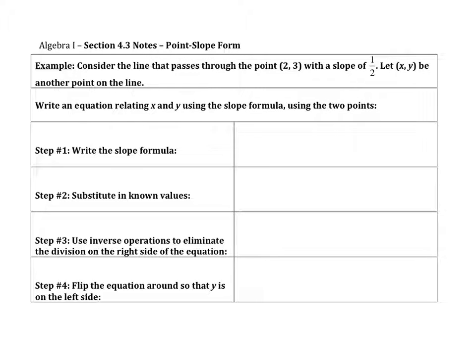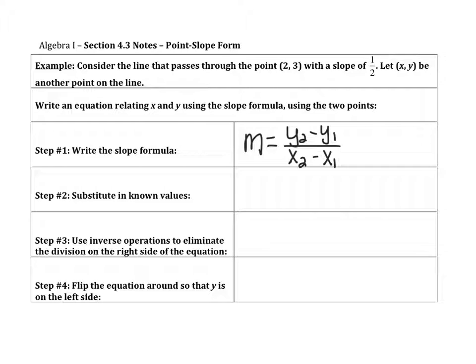So to get started with point-slope form, I'm going to do a little problem to lead us into it. The first example says, consider the line that passes through the point (2, 3) with a slope of 1/2. Let (x, y) be another point on the line. The first thing says, write an equation relating x and y using the slope formula using the 2 points. So step 1 is to write the slope formula. The slope formula is m equals y2 minus y1 over x2 minus x1.